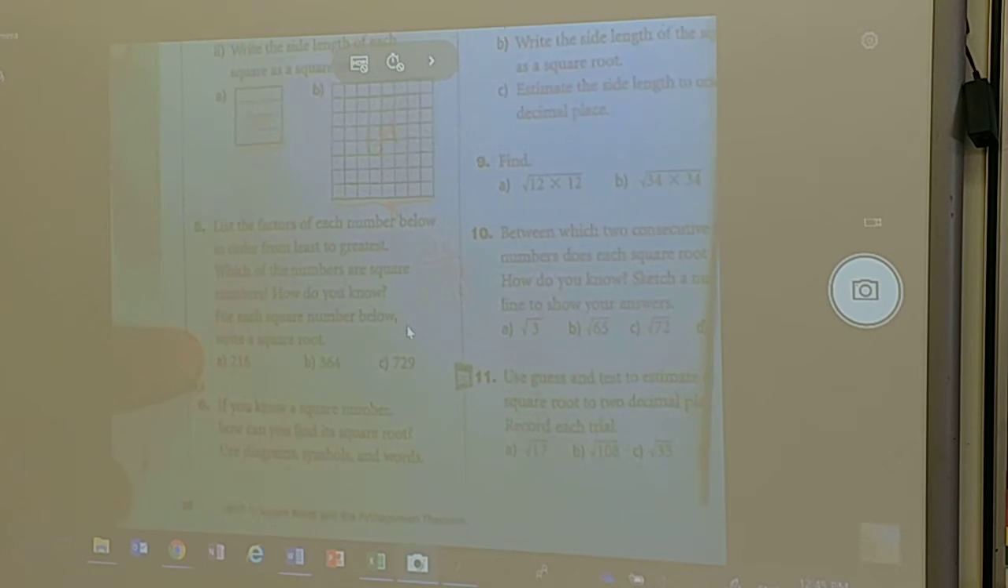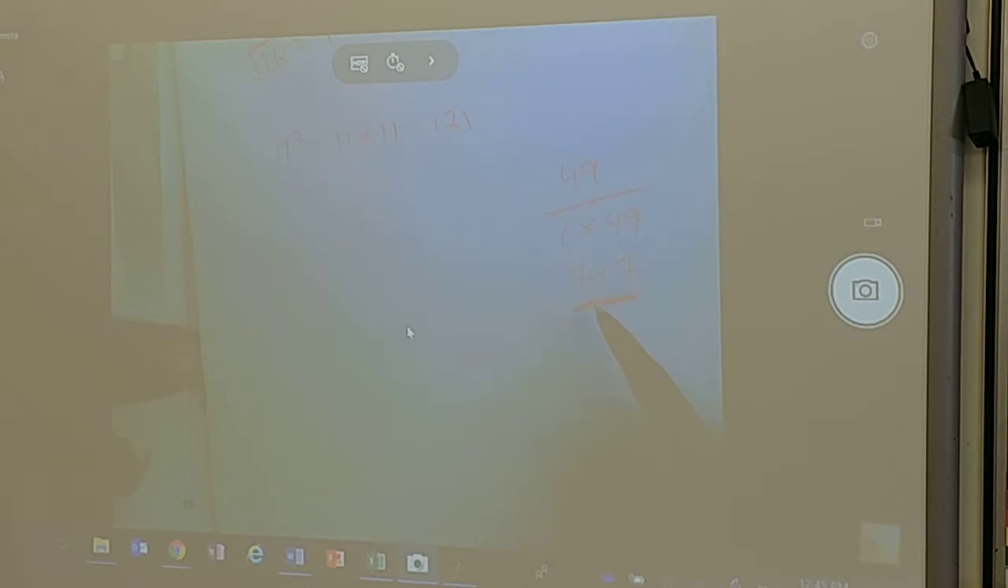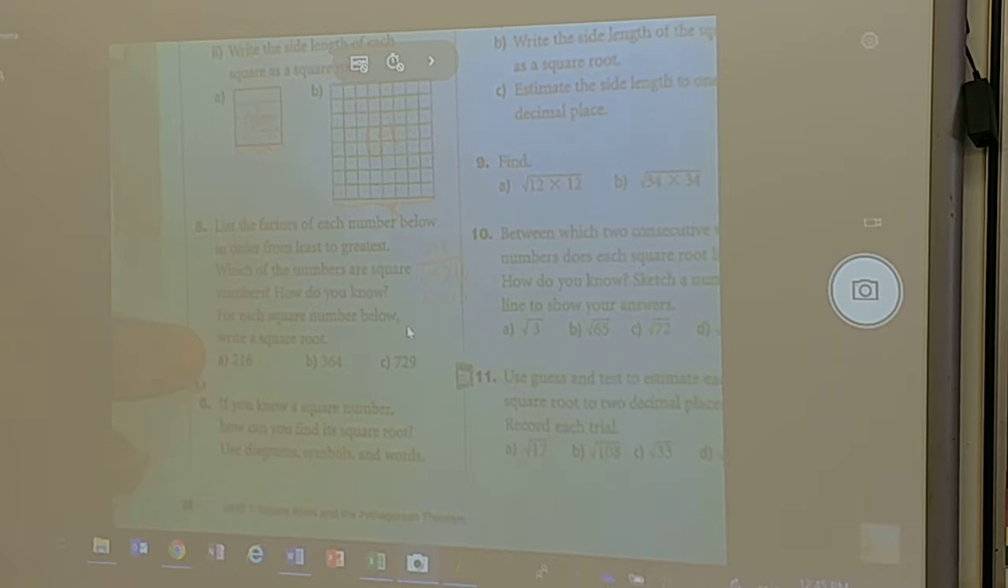So for example, let's get the factors of 49. 1 times what? 49. Can I do it 2 times? No. Can I do it 3 times? No. 4 times? 5? No. 6? No. 7? Yeah. Okay. Hey, look at this. That could make a perfect square, couldn't it? So this one, it just says, list all the factors. If you end up with 2 factors that are the same, you have a perfect square number.